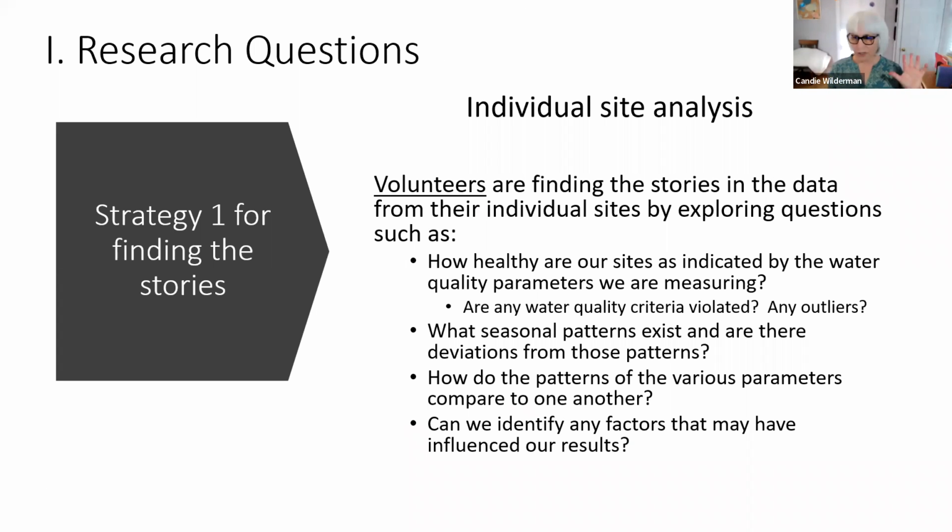So your strategy for finding your stories was an individual site analysis, and the volunteers are finding the stories by exploring questions like: how healthy are our sites as indicated by the water quality parameters? Are any water quality criteria violated? Are there any outliers? What seasonal patterns exist? Are there deviations from those patterns? How do the patterns of various parameters compare to one another? And can we identify factors that may have influenced our results? So you all did that tonight. I think most of you hit on every single one of those research questions for your individual site.